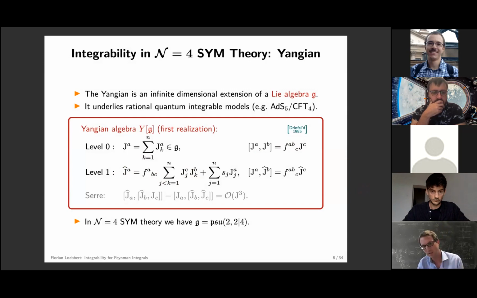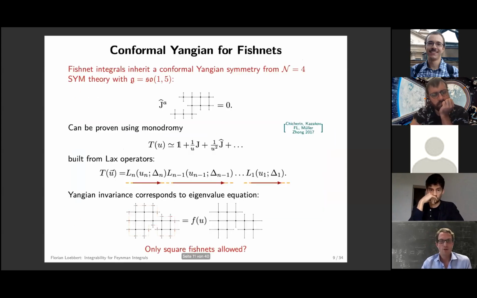So if we think of the integrability of N=4 super Yang-Mills theory in this algebra, then we would wonder whether these Feynman integrals inherit this symmetry. And indeed, this is the case. These Feynman integrals are invariant under a conformal version, a bosonic conformal version of this Yangian algebra, which in particular means that they're annihilated by these non-local level 1 generators here.